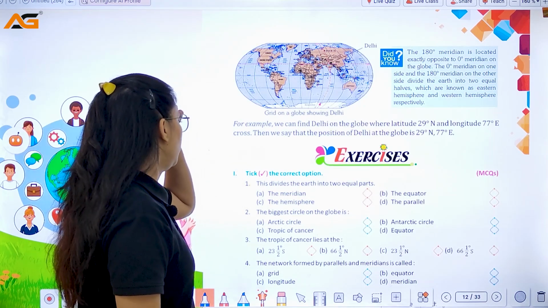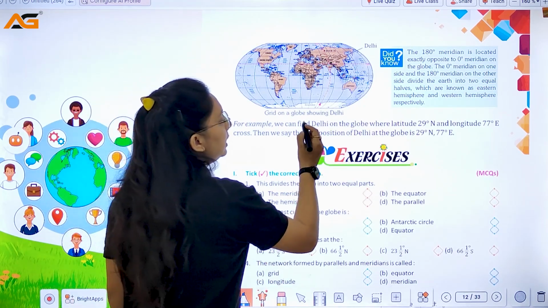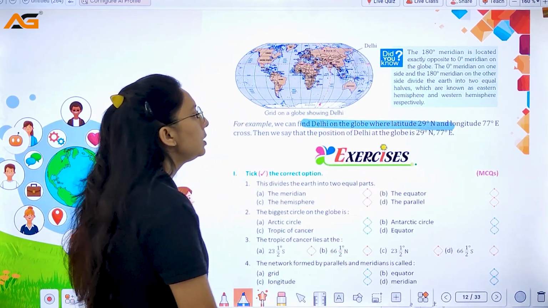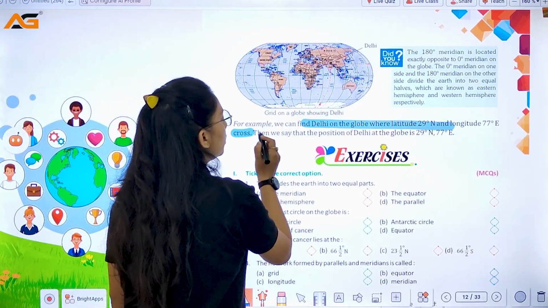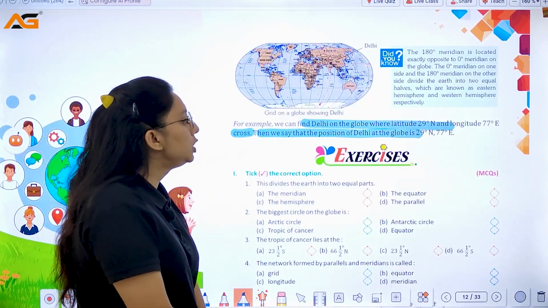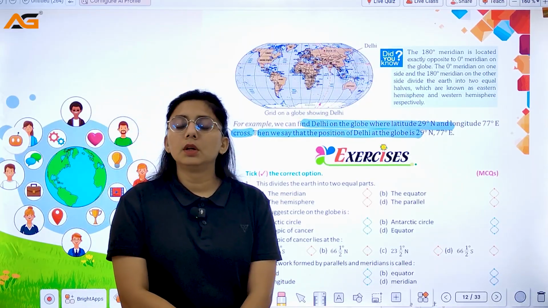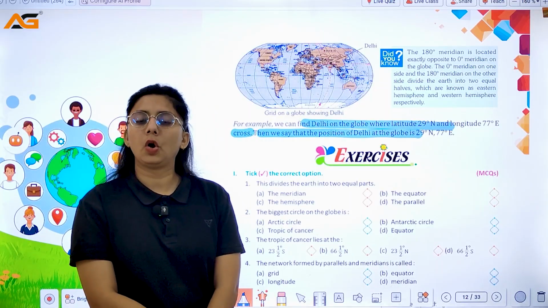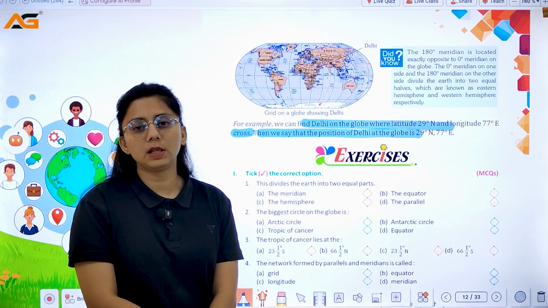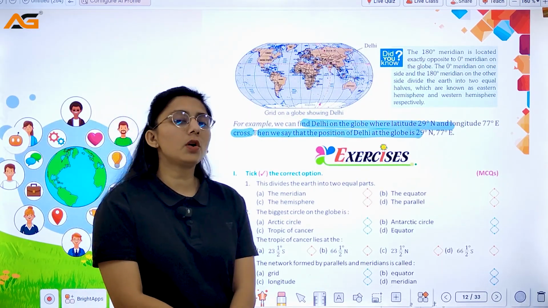Right? So, for example, we can find Delhi on the globe where latitude 29 degree north और longitude 77 degree को cross कर रहा है. We say that the position of Delhi on the globe is 29 degree north, 77 east. North में 29 degree है और east में 77 है. Right? So, this is all in this chapter.